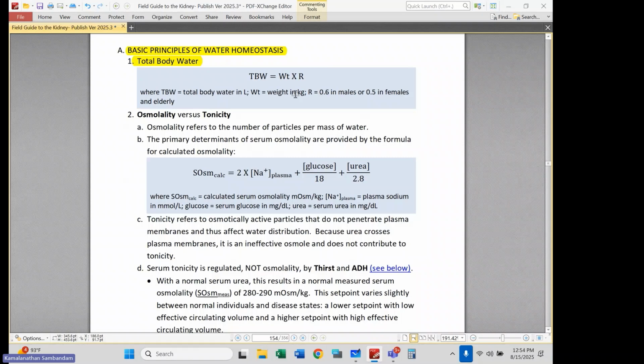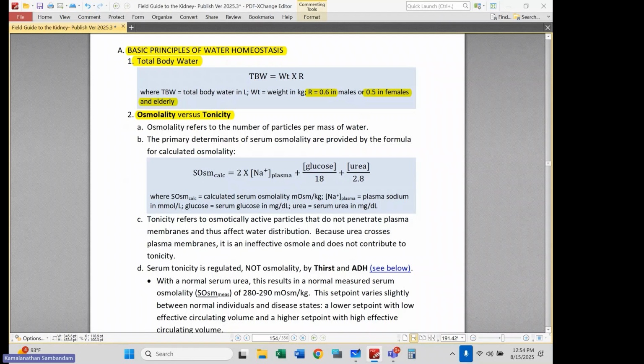And of course, by now you recall that in general, we think of total body water as being somewhere between 50 to 60% of total body weight. And that differs depending on attributes of the patient. We don't need to belabor that.